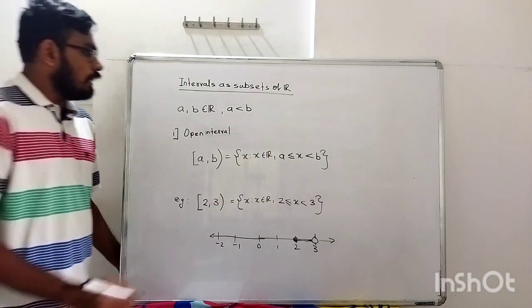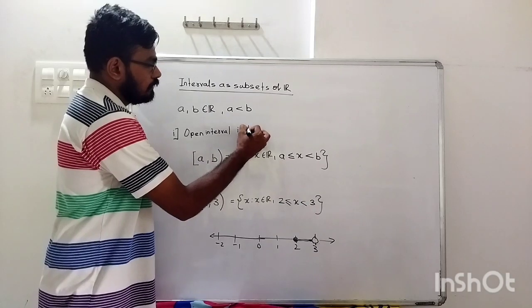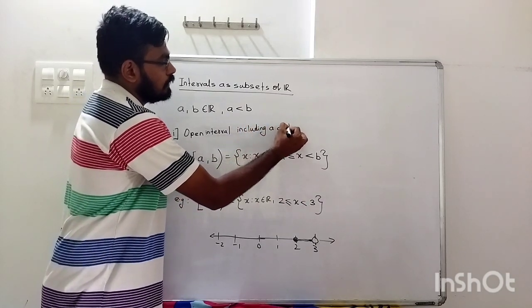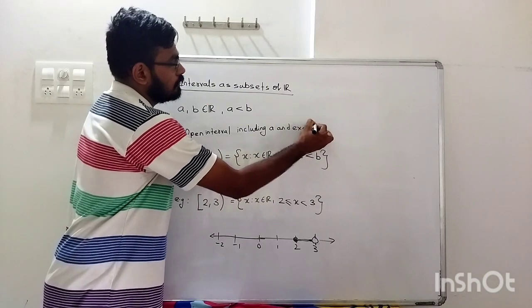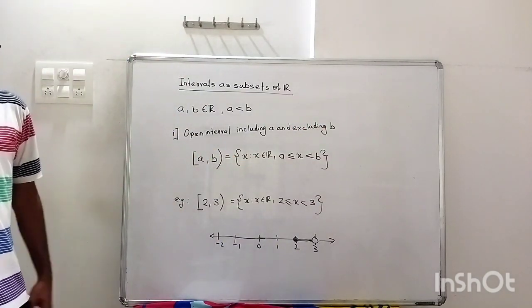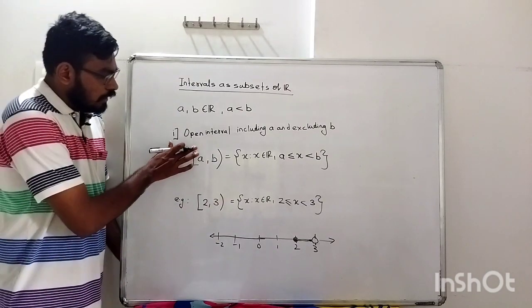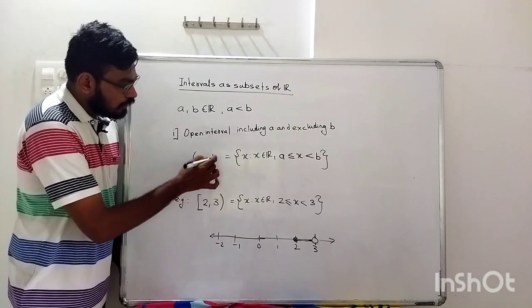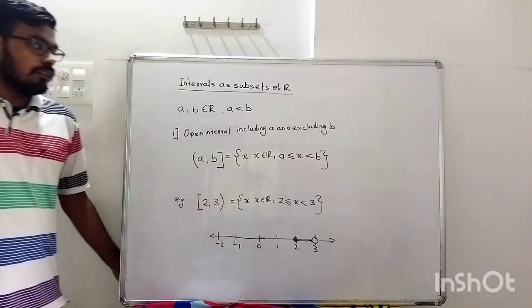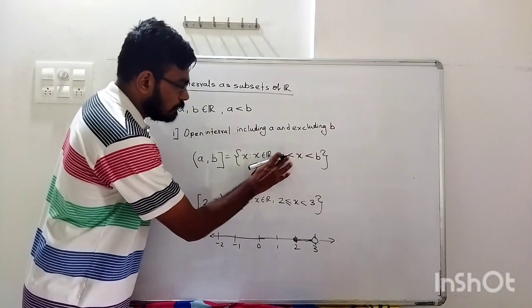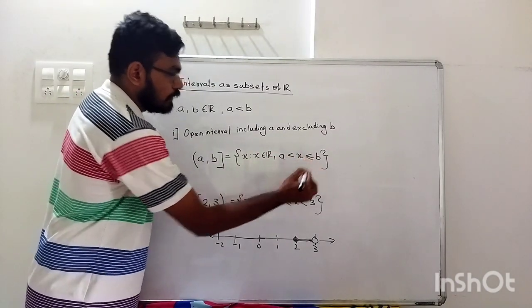Okay, including A and excluding B. Similarly, if I exclude A and include B, then what do we get? This will become like this. This will be less than or equal to.